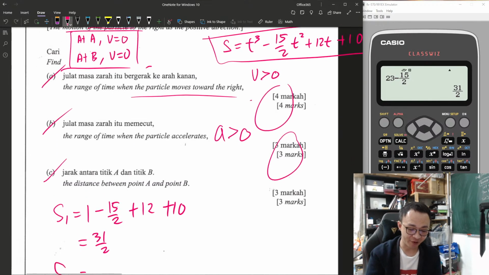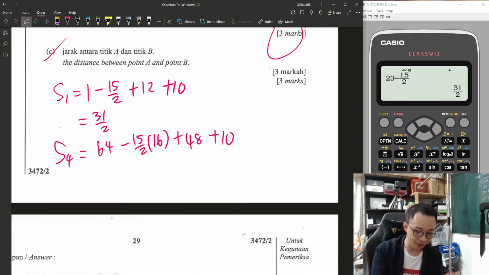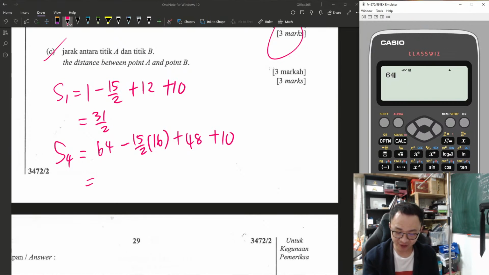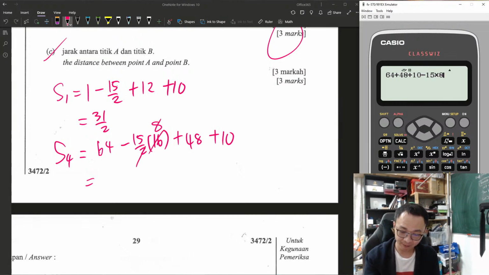Basically, I substitute the 4 into here. So I will get about 64 minus 15 over 2 times 16 plus 48 plus 10. Okay, so I will just solve this one: 64 plus 48 plus 10 minus this one. I simplify 8, right? 15 times 8.